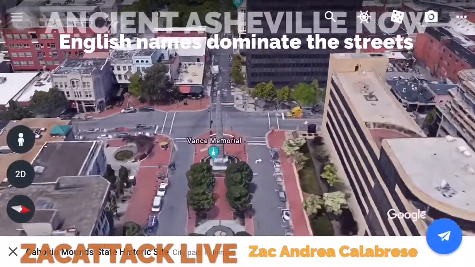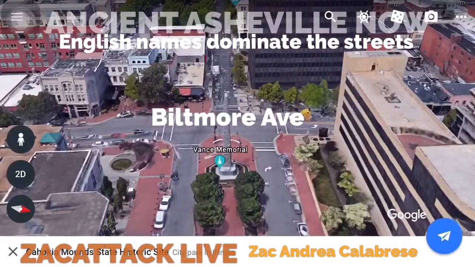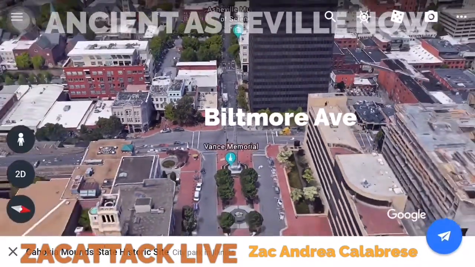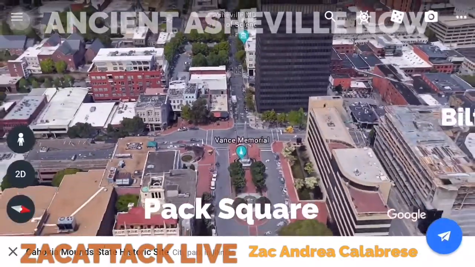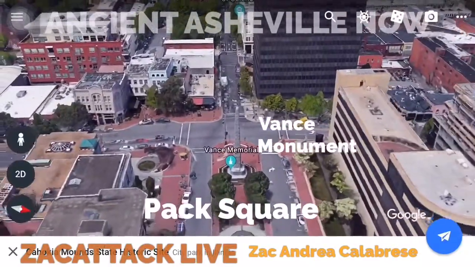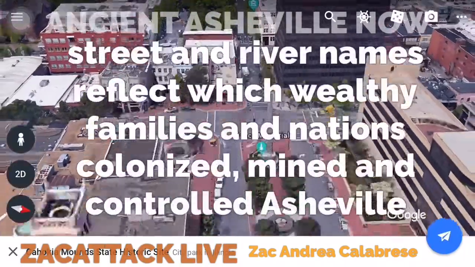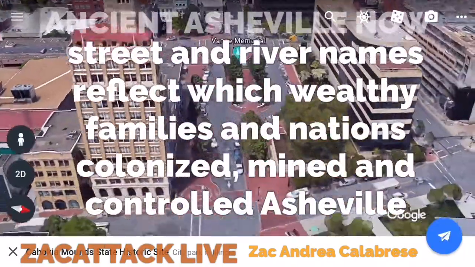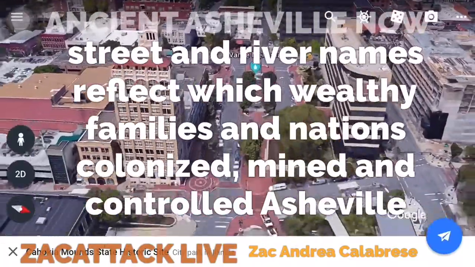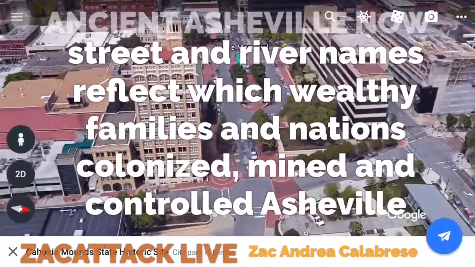You notice that the English names dominate the streets of downtown Asheville. Names like Biltmore, Pack Square, Vance Monument, Patton Avenue. Street and river names reflect which wealthy families and nations colonized and controlled Asheville.